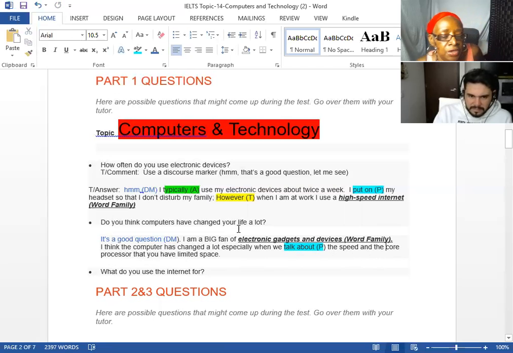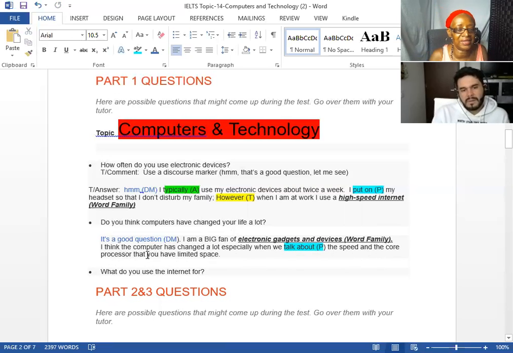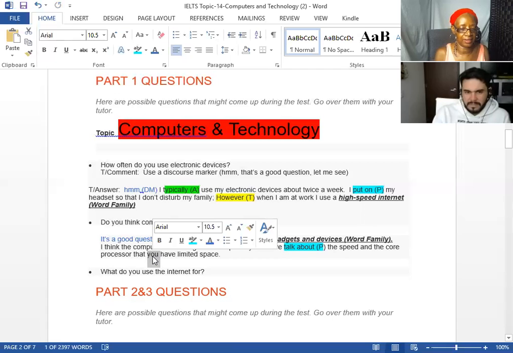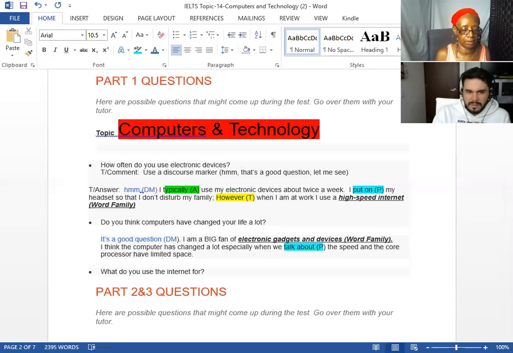It's a good question. I'm a big fan of electronic gadgets and devices, word family. I think the computer has changed a lot, especially when we talk about the speed and the core processor. So you're talking about the computer now, so it's not "you." It has to be "it," not the human. The core processor is an it, and the core processor's space. I'm going to say just space actually.